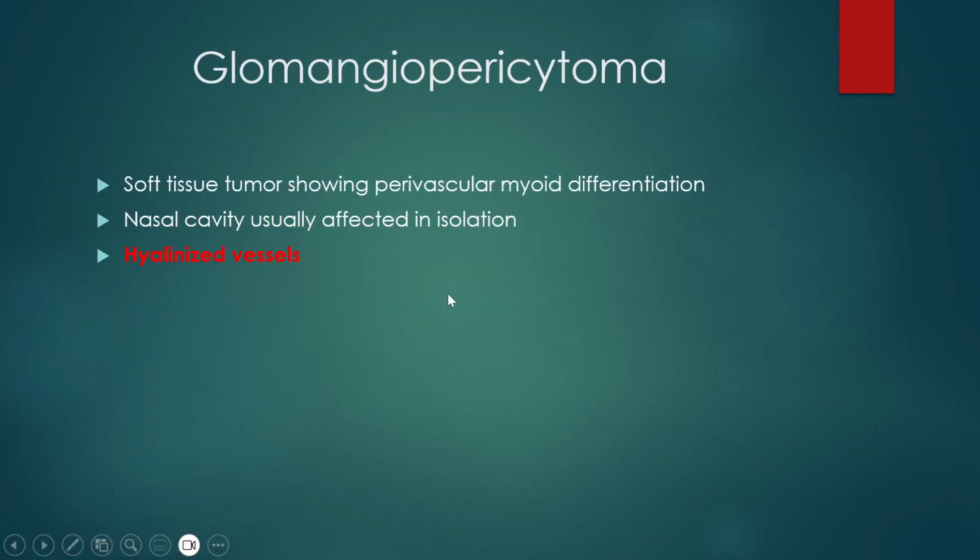The other entity we want to talk about is glomangiopericytoma. I just highlight the feature is highlight blood vessel because it's really similar to the entity we already talked about, nasopharyngeal angiofibroma. But from this entity, you won't find this hyalinized vessel. Also, another two differentials to bear in mind are glomus tumor and solitary fibrous tumor. We will talk about them later.